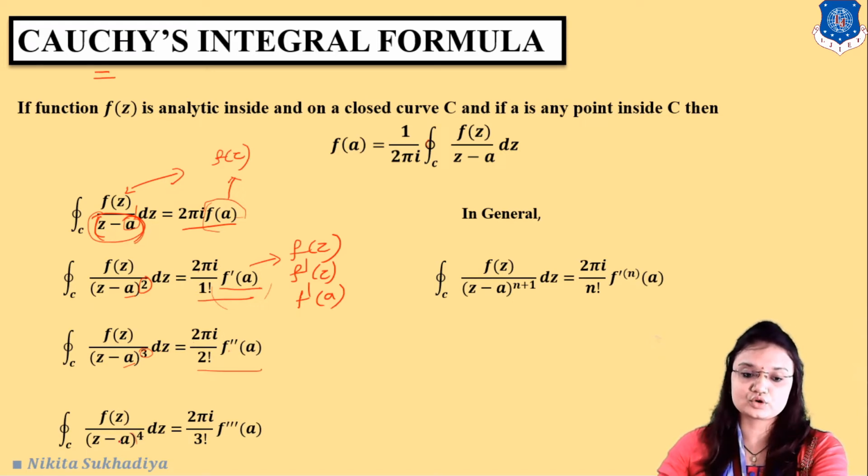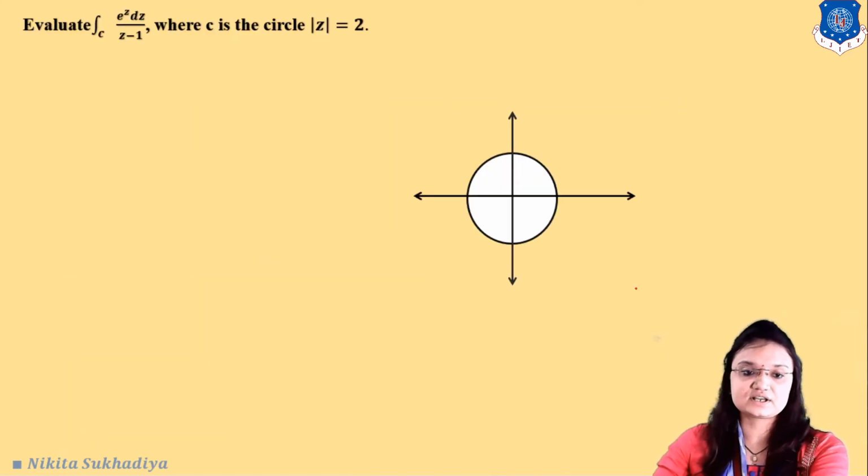And if we have a fourth order factor, at that time use this formula, that is, 2 pi i upon 3 factorial times f triple dash of a. So in general, if we have a question like: evaluate the integration of f of z upon z minus a raised to n plus 1 dz, we have to use this general formula: 2 pi i upon n factorial times f n-th derivative of a. Okay, let us understand with an example.